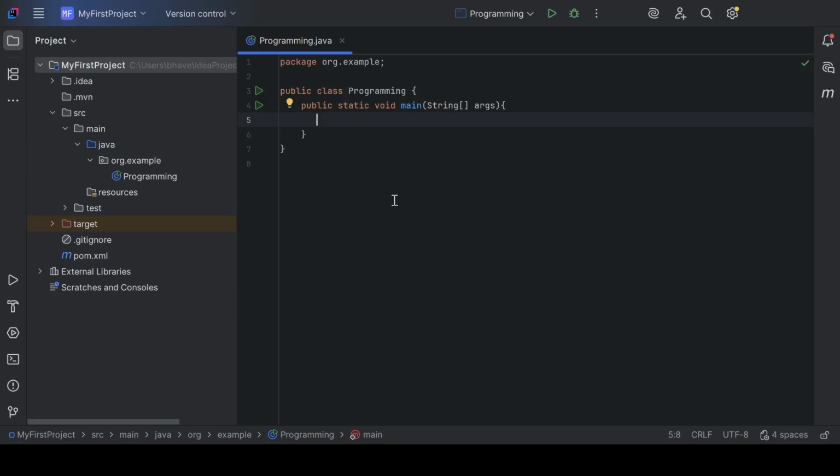In this video, we will learn about floating point data type in Java. These data types are used to store numbers that contain decimal values. We will discuss float and double, their size, precision, and usage. So let's get started.